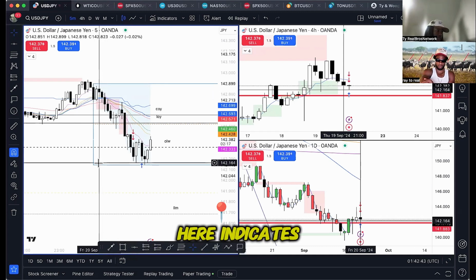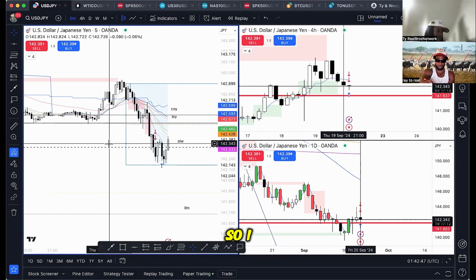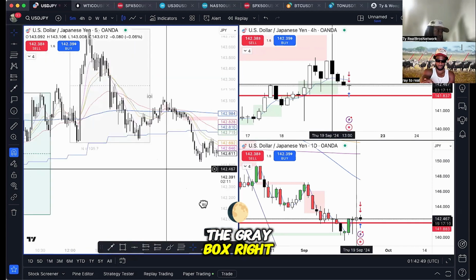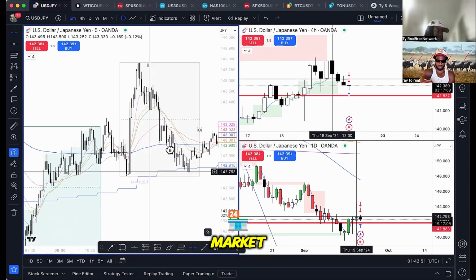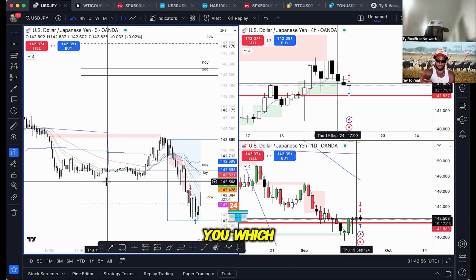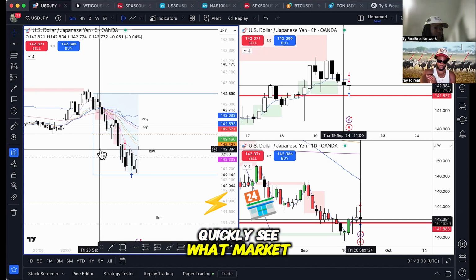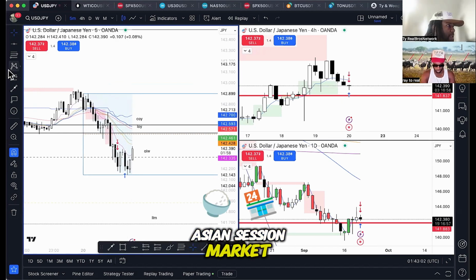This blue box right here indicates the Asian market. If I go back, the gray box right here is the New York market, and the other one is the London market. So the indicator already tells you which market you're in and what's going on in the market. I can very quickly see what market we're in. So we're in the Asian session market.